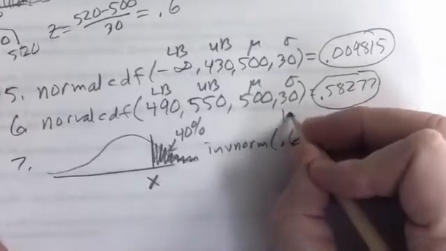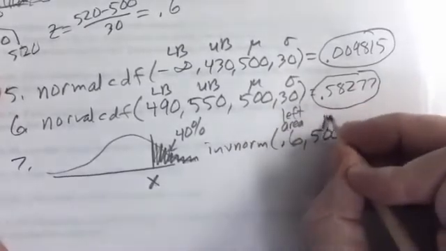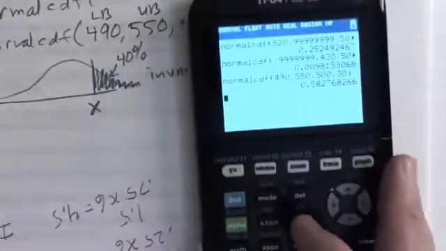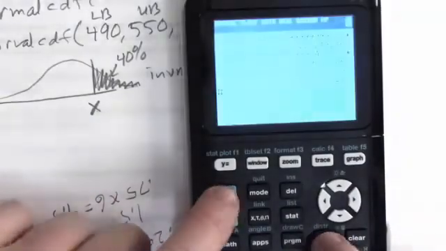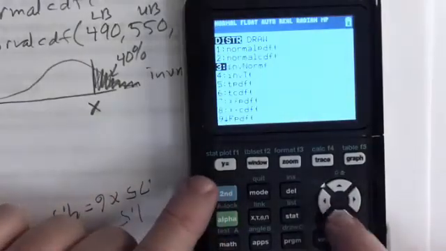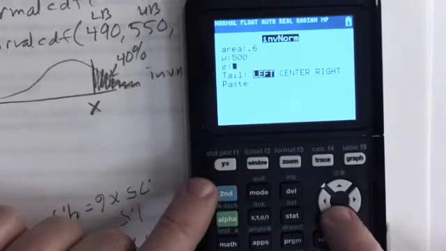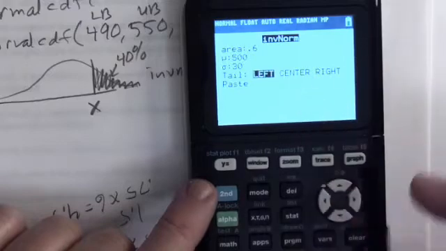Label this as left area. To properly show your work, you have to label this as left area. This is mu, this is sigma. And so here we go. The inverse norm is right below normal CDF. So if you go second vars, which is distribution, and go to inverse norm right there, then we're going 0.6, and our mean is 500, and our standard deviation is 30, and we're using left area. Some calculators don't have this option of left, center, and right, so I tend to always use left.